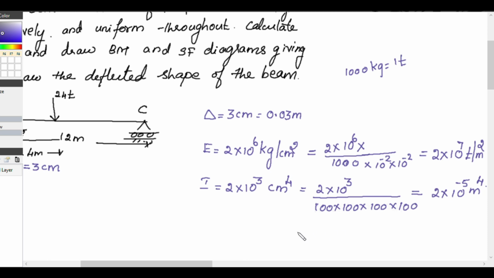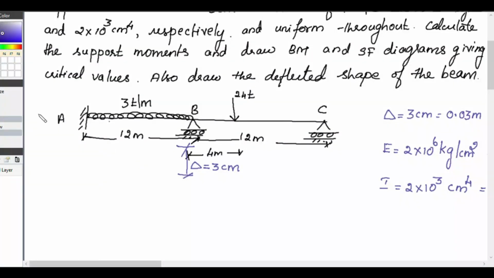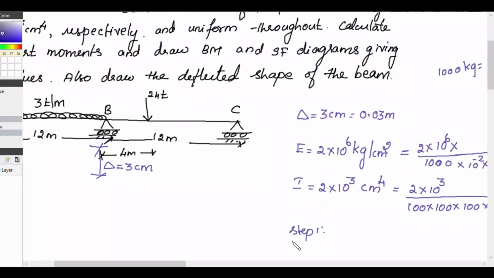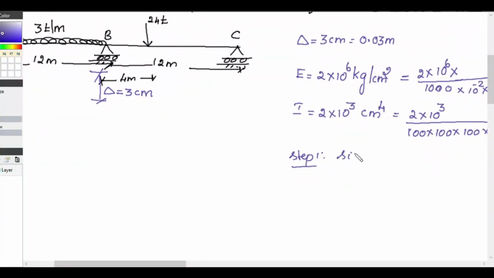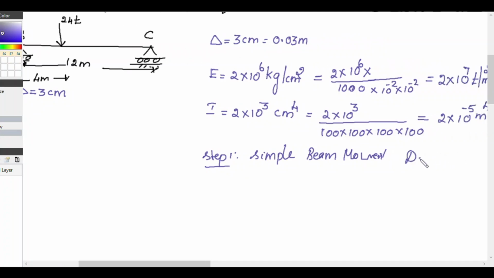Okay, now we will move on to our problem. So we have drawn the given diagram. So first step, because it is a fixed support at A, we will assume an imaginary span A dash to the left of A. Now our first step is to draw the simple beam moment diagram. So we have the span AB and BC.